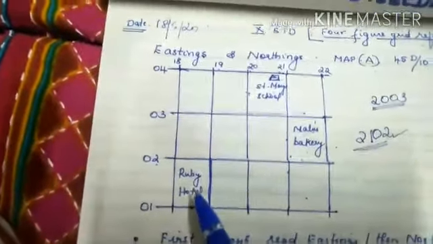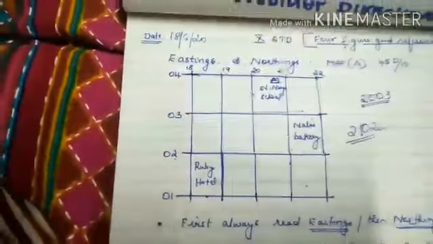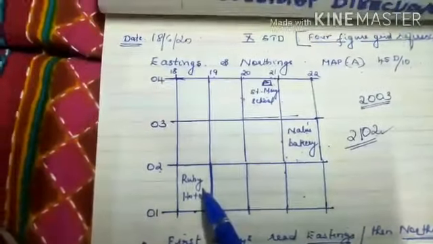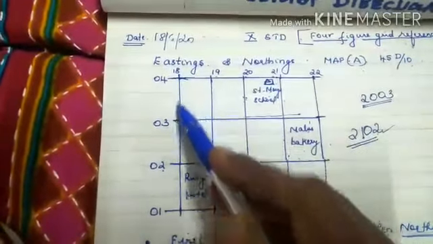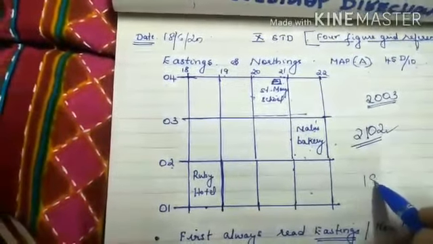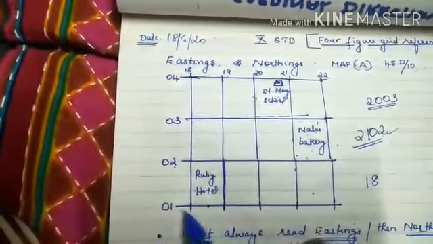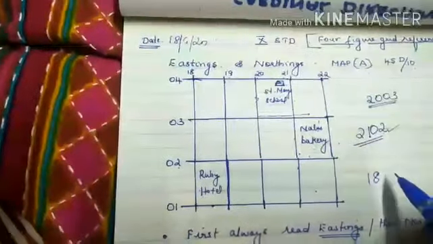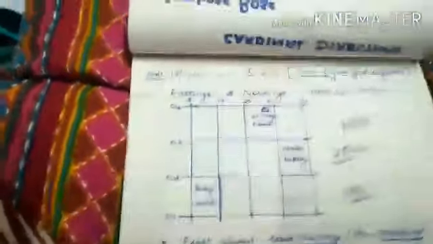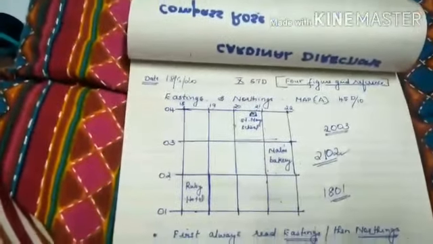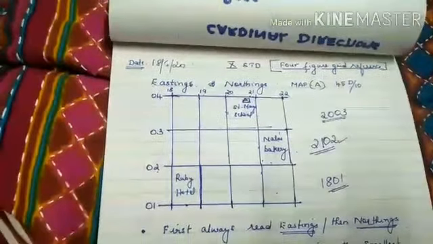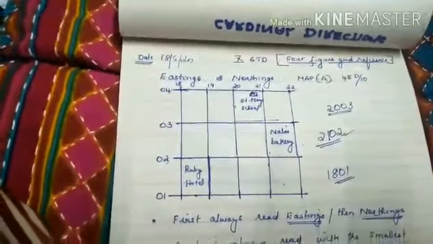See, same way, Ruby Hotel. Suppose we are taking Ruby Hotel which is close to a school. So, how to find the 4-figure grid reference? The first line just before Ruby Hotel. Okay. 18 and the line just before is 01. So, you've got 1801. So, the 4-figure grid reference of Ruby Hotel is 1801.